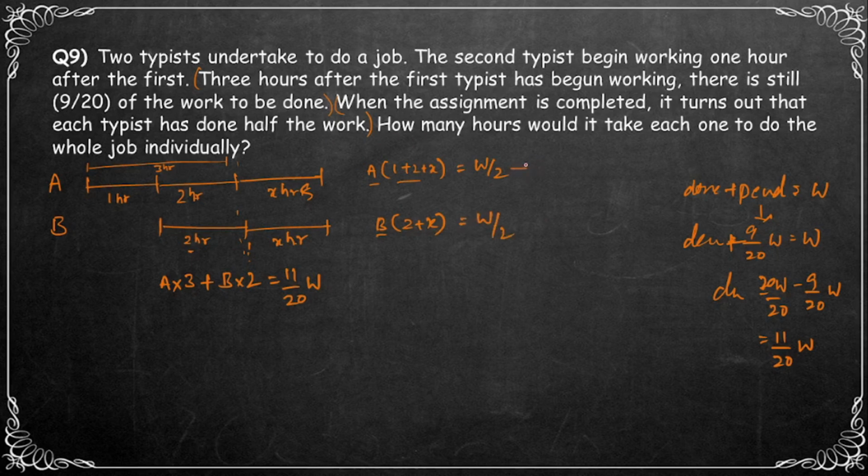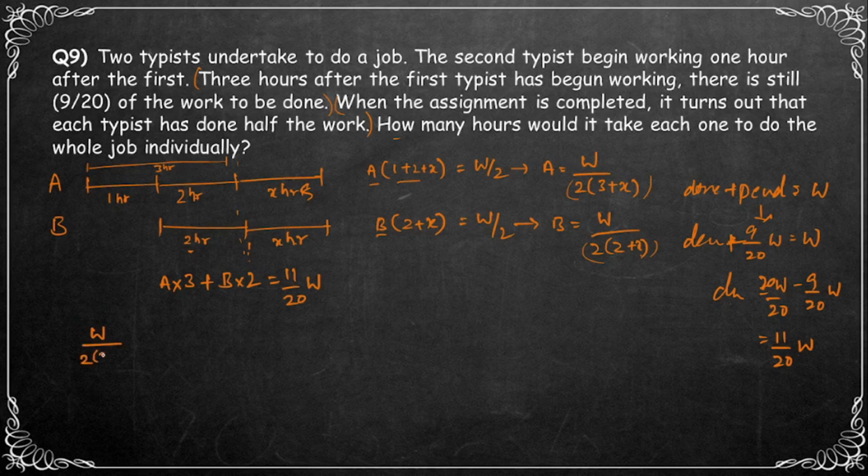So that means A is equal to W by 2 into 3 plus X. This means B is equal to W by 2 into 2 plus X. So they are asking for how many hours would it take each one to do the whole job individually. That means they are asking for 2 into 3 plus X and 2 into 2 plus X. So we need to find X.